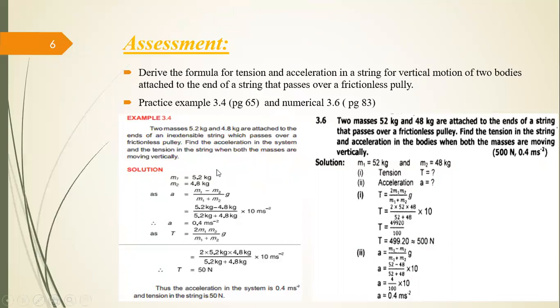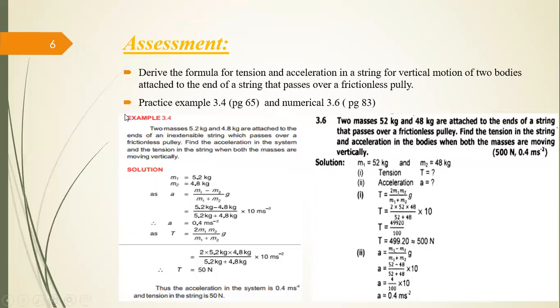After that, you have to do the assessment. Derive the formula for tension and acceleration in a string for a vertical motion of two bodies attached to the end of a string that passes over a frictionless pulley. So you have to practice it and write it in your notebook.